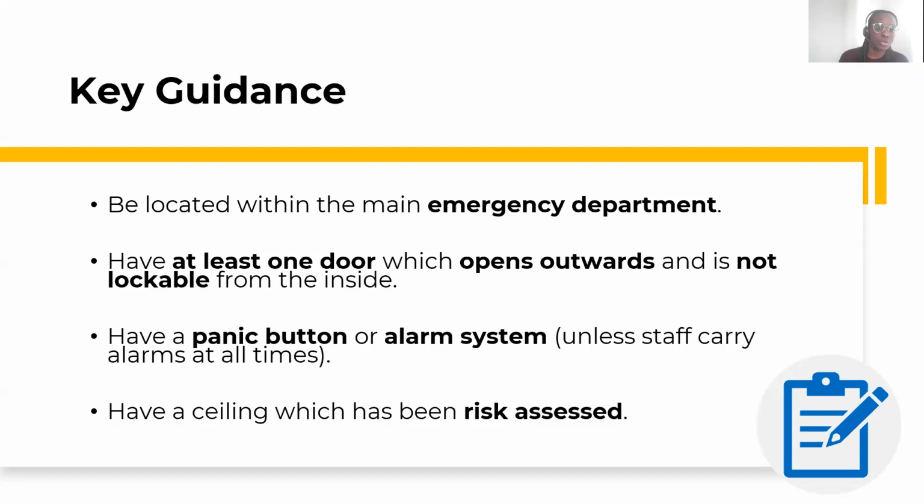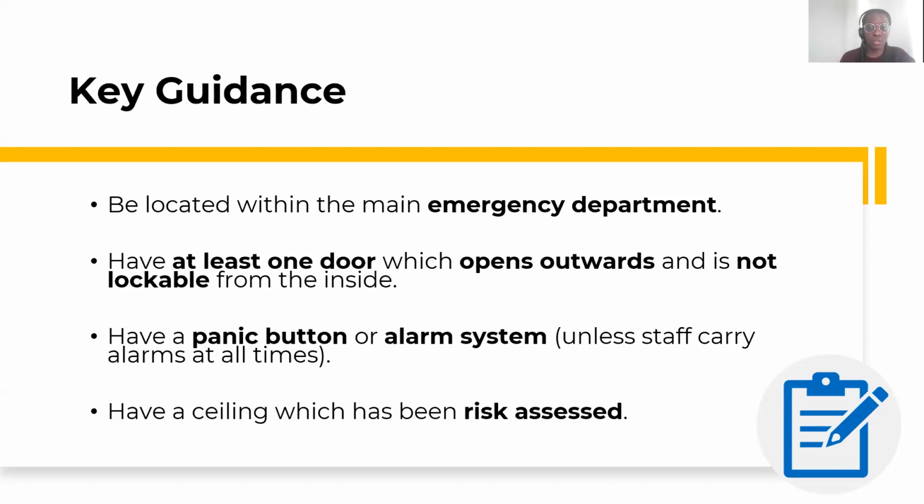The room must also have a panic button or an alarm system. We often see strip alarms or some way to raise an alarm unless staff carry alarms with them at all times. And the ceiling in the high risk assessment room also has to be risk assessed. So this comes up quite a lot as well for teams. And during the self-review period, we ask you to provide a risk assessment of the ceiling.